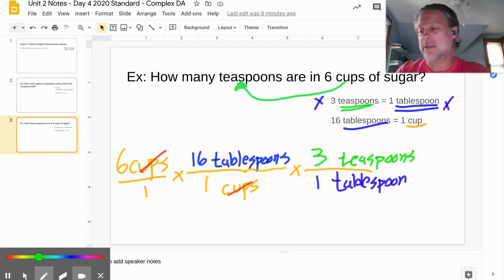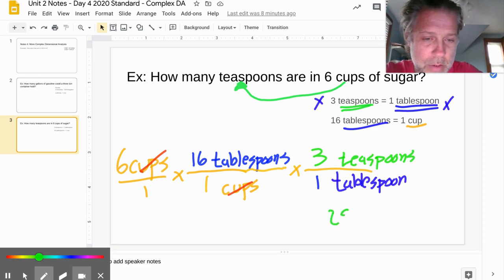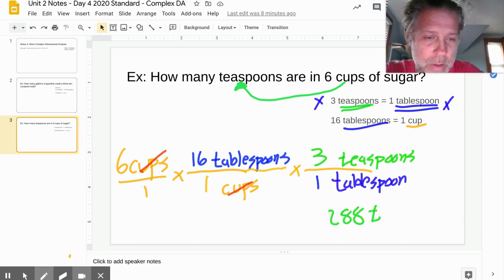Now, the next thing that we're going to do is we're going to plug this into our calculator. So I'm going to take 6 times 16, and I'm going to take that times 3, and I'm going to get 288 teaspoons in 6 cups.